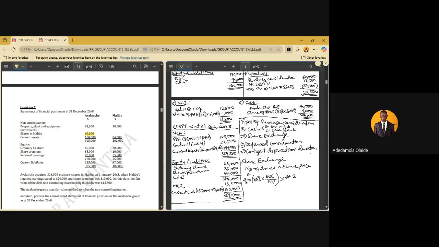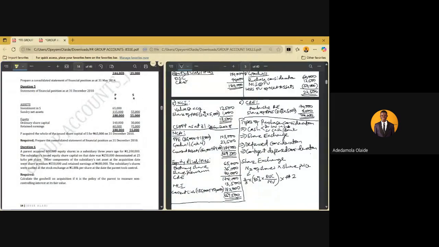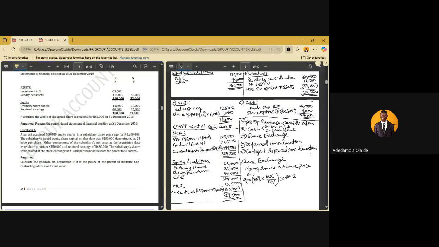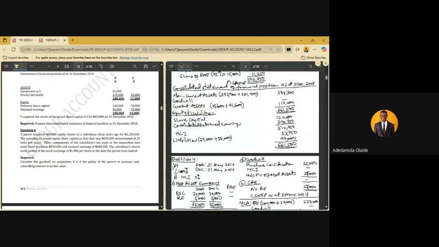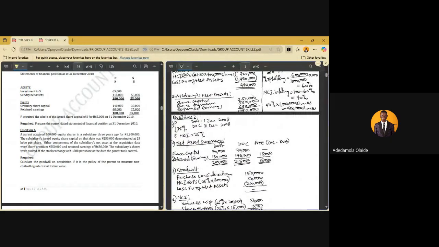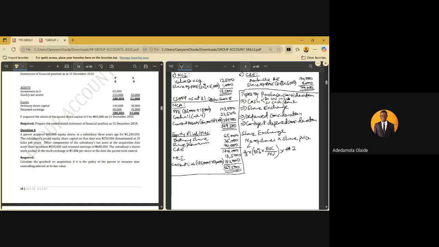What they will give us is the percentage of holding. As we saw in some of the questions we did, they did not give us percentage of holding, they gave us number of shares, and we calculated percentage of holding ourselves. I think that was when we did question 6. So if they did not give us that, we can just use the percentage of holding to multiply the number of shares in the subsidiary.